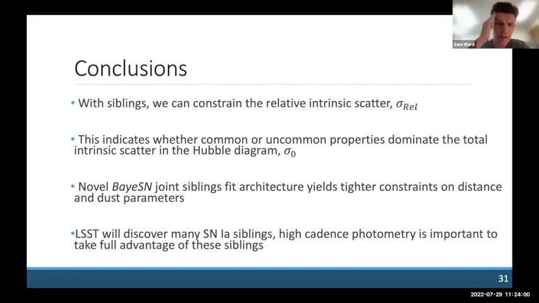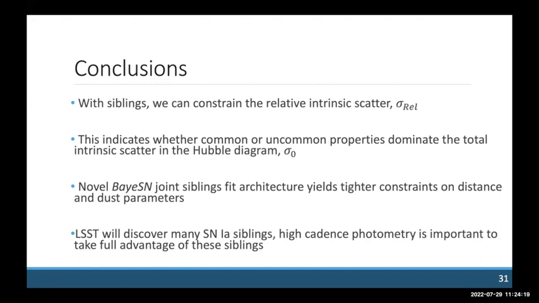I'm not sure I completely understand the question. I guess you're saying, can we look at the different host properties, measuring all the different stuff, and perhaps the distance from the galaxy center, and look at how this correlates with our siblings' distance estimates. Is that the question? No, just going higher order.